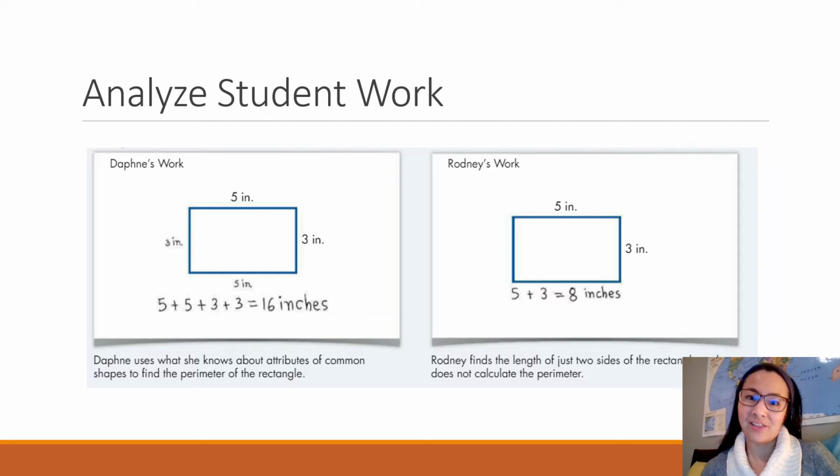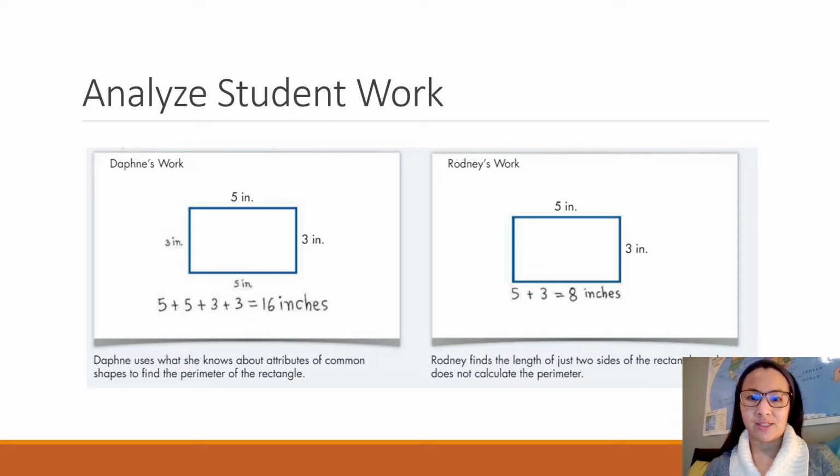Since this isn't a live lesson and we can't look at our own classmates' work under the document camera, let's take a look at 2 fictional students and their work. So Daphne shows that she's written the measurement 3 inches on this side that's opposite the other short side, 3 inches. And then she's labeled the bottom side 5 inches. And then she shows her work. 5 plus 5 plus 3 plus 3 equals 16 inches.